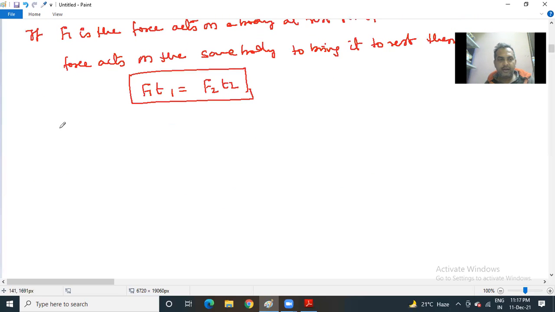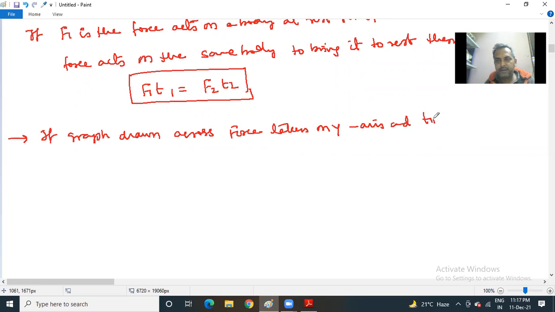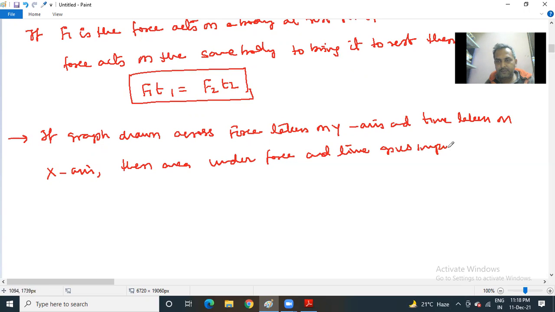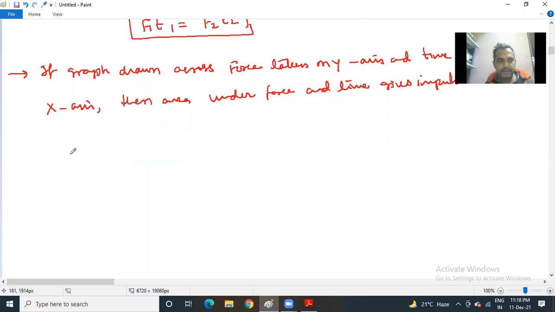Now there is a graph drawn across force and time. If the graph is drawn with force taken on the y-axis and time taken on the x-axis, then the area under the force-time graph gives impulse. How is it? Just take a y-axis. Along the y-axis we take force, and this is the x-axis.